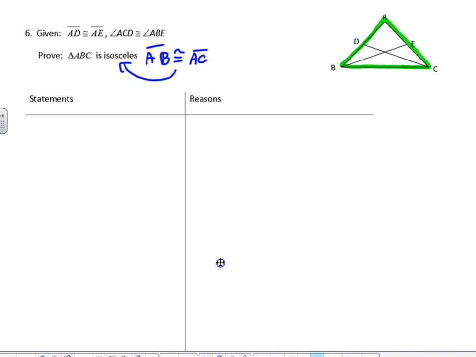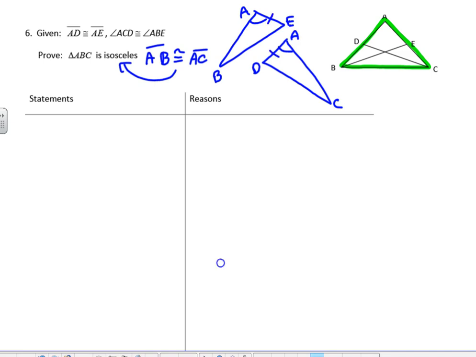So I notice that those triangles, if I were to draw them separately, AEB and triangle ADC, have the two sides. Again, there's a whole lot of overlapping triangles here. That's why I say begin with the end in mind. And let's see if this works. Well, what we know from this is that these angles are the common angles. That's the overlapping part. Then we have AD congruent to AE.